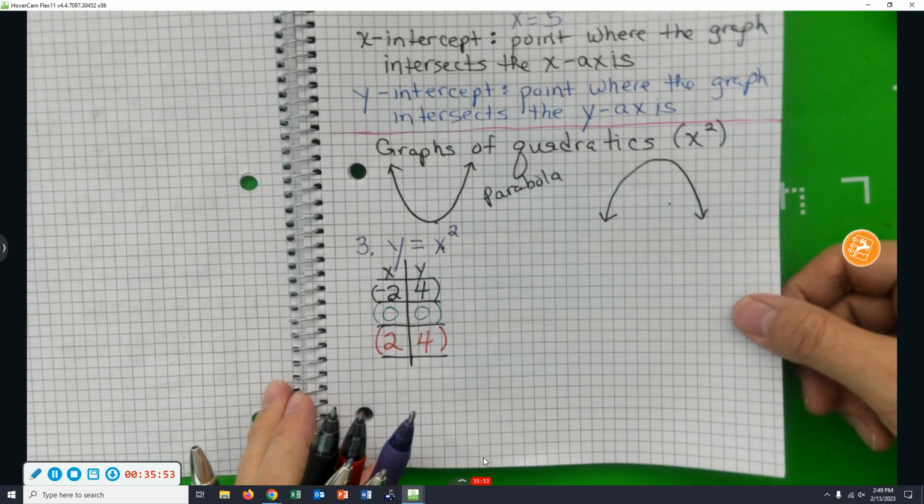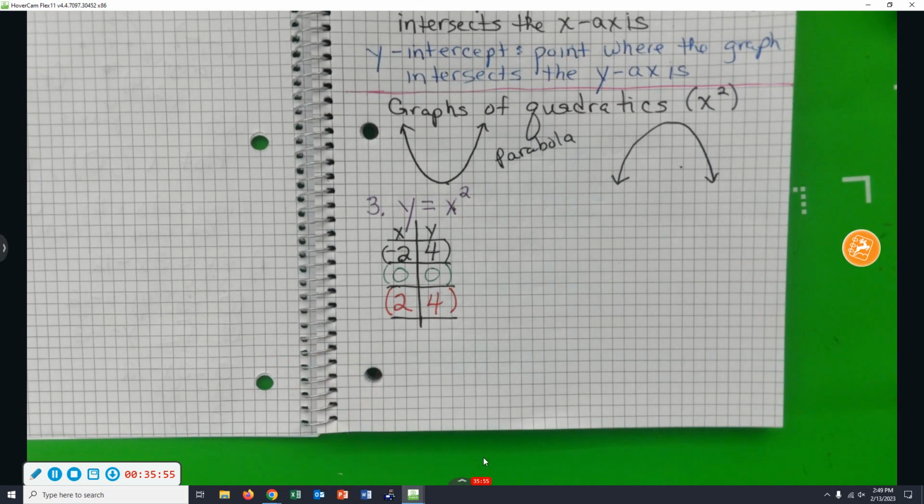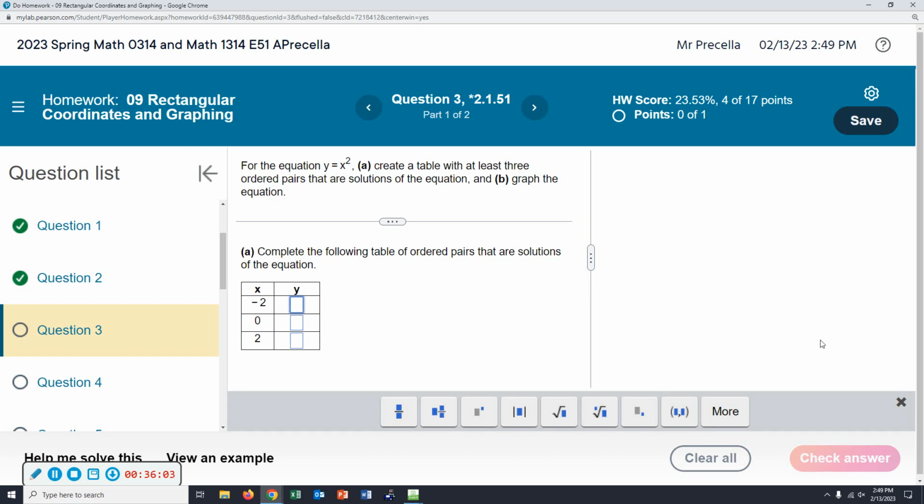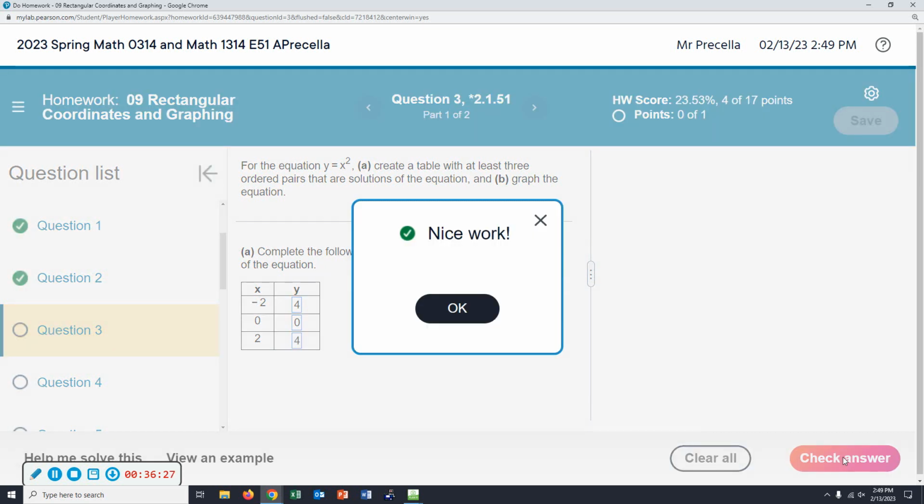And let me punch those numbers in. -2, 4. This is one where you have to punch in all the numbers and check it just once. 0, 0, and 2, 4. We'll say, check the answer.